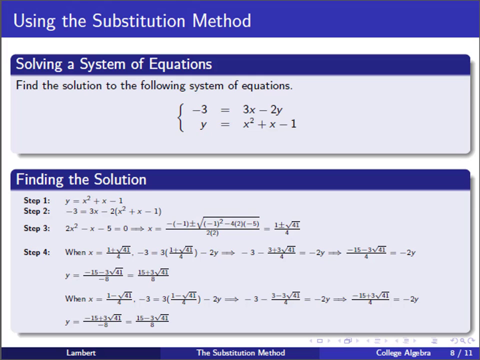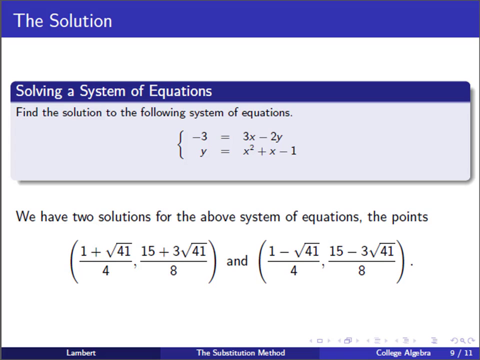So what does this mean? Well, this means we actually have two ordered pairs. With our quadratic being involved with one of our equations, we have two solutions for that system of equations. And those two ordered pairs are, notice how we paired our x and y values. Our first case is 1 plus square root of 41 over 4, along with 15 plus 3 times the square root of 41 all over 8. And our second ordered pair would be 1 minus square root of 41 over 4, and then 15 minus 3 times the square root of 41 all over 8.